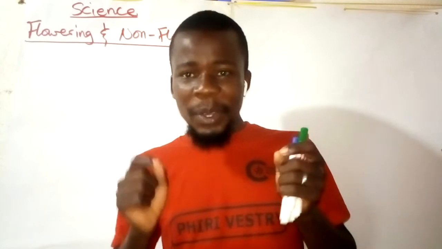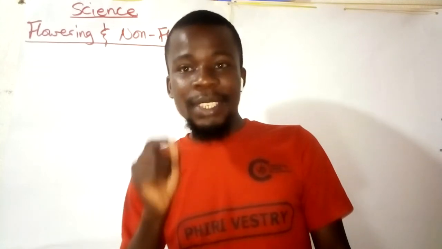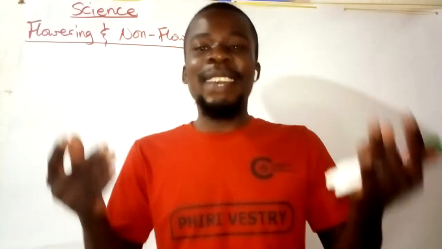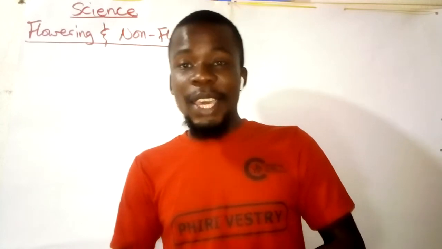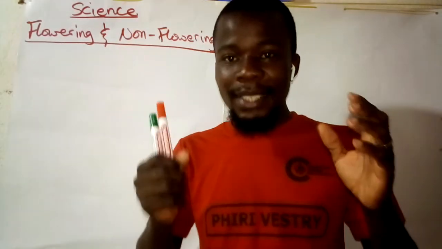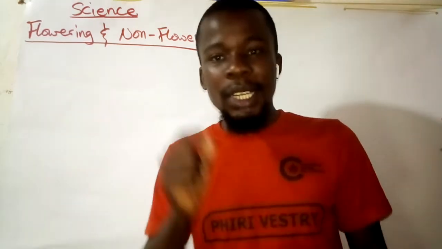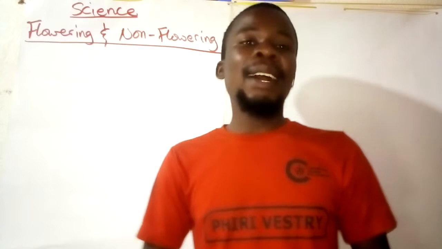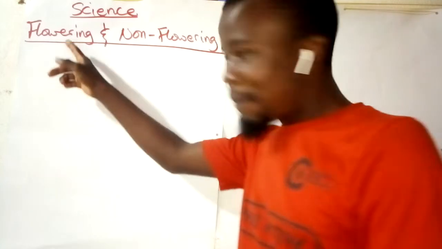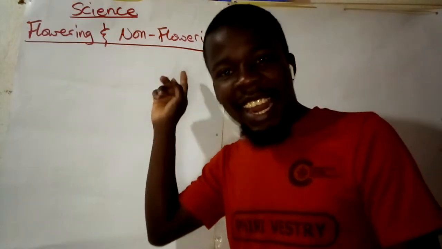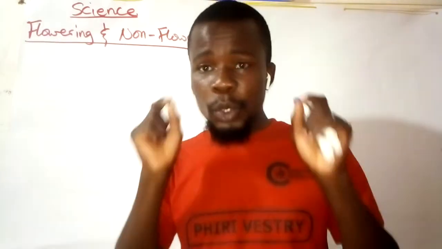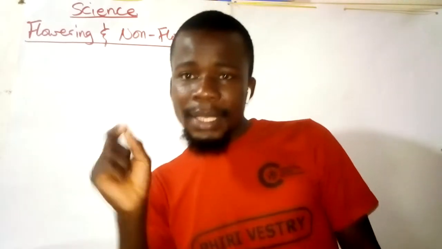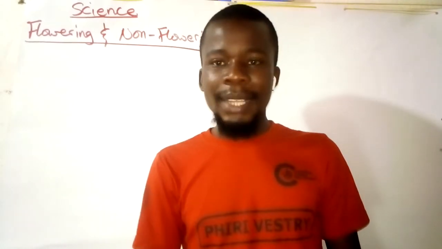Well, the outgoing standard 8 learners, in today's lesson, Science and Technology, we'll revise the plants. You remember in standard 7, you learned that plants are classified into two major groups: the flowering plants and the non-flowering plants.